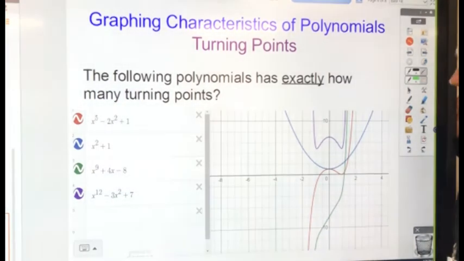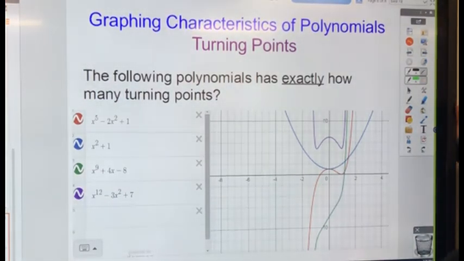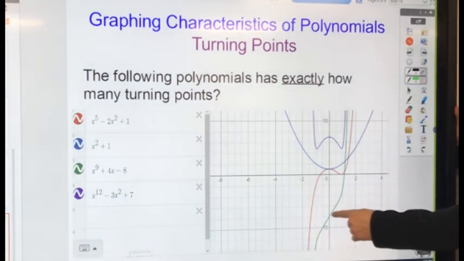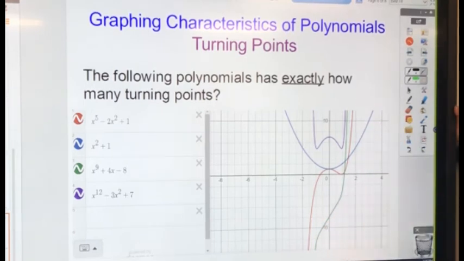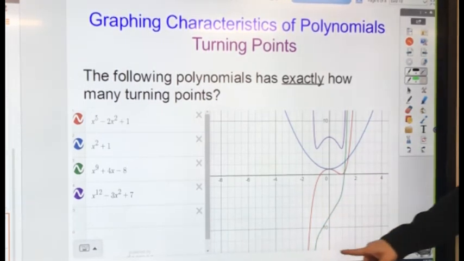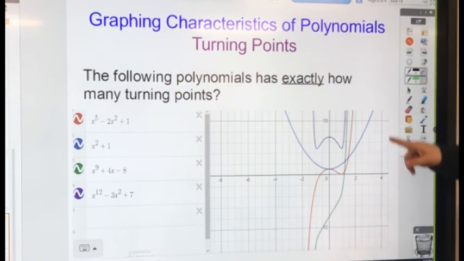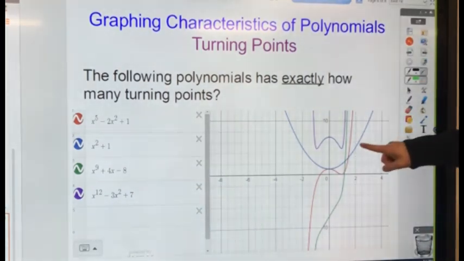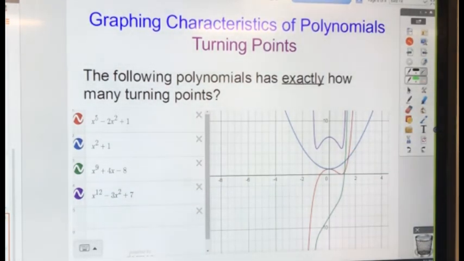And then the green graph, you told me it could have 8. How many does the green polynomial have? 0. My graph is always increasing. There's no turning point where it decreases. And then last but not least, x to the 12th could have 11. How many does it actually have? 3. It actually has 3.